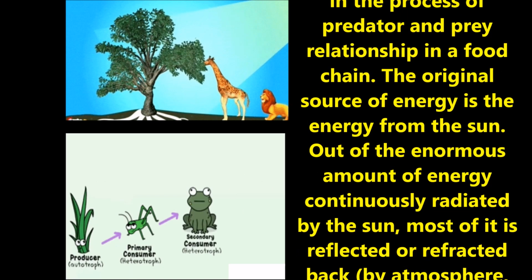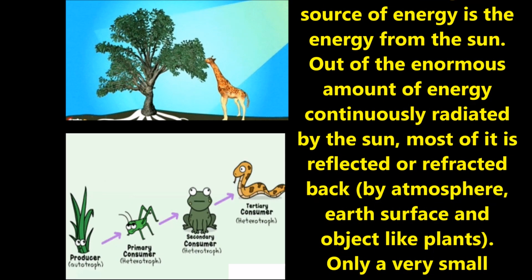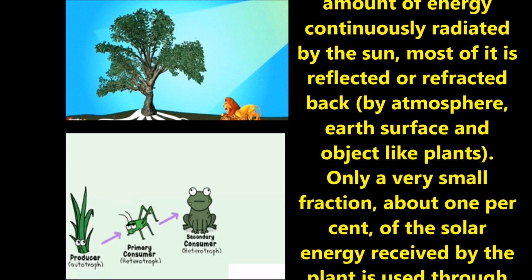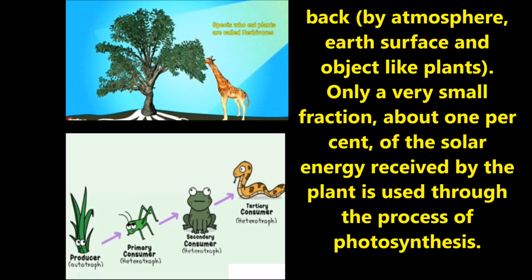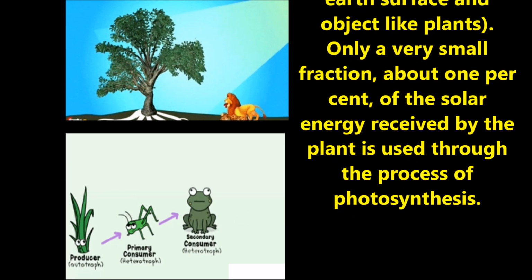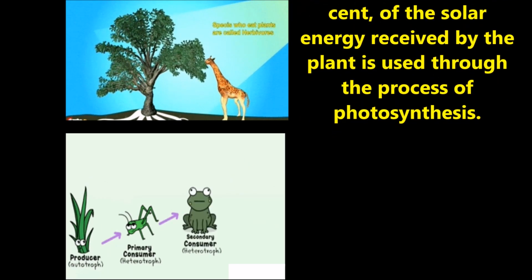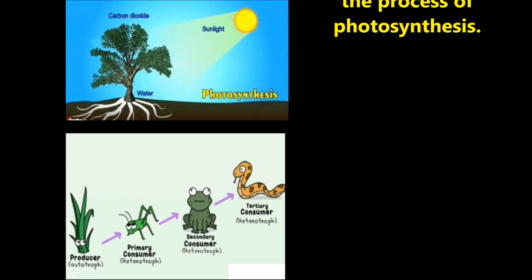Out of the enormous amount of energy continuously radiated by the sun, most of it is reflected or refracted by the atmosphere, earth surface and objects like plants. Only a very small fraction, about 1% of the solar energy received by the plants, is used through the process of photosynthesis.